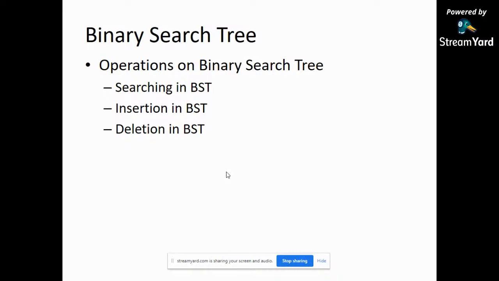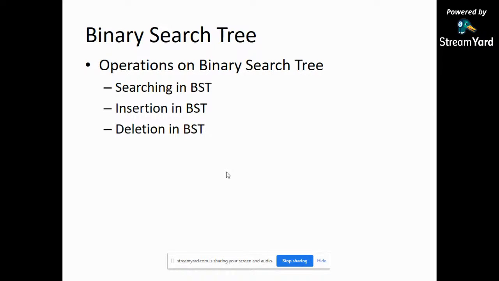Now, the operations which we can perform on a binary search tree are searching, insertion and deletion. Finding the location of some specific element in a binary search tree is called searching. Insertion means adding a new element to the binary search tree at the appropriate location so that the property of BST is not violated. Whenever we insert or delete values from the binary search tree, we have to follow the properties of the BST. We don't have to violate the properties.